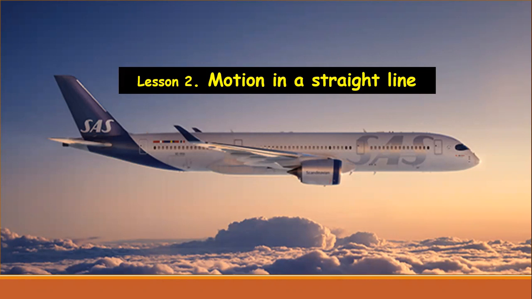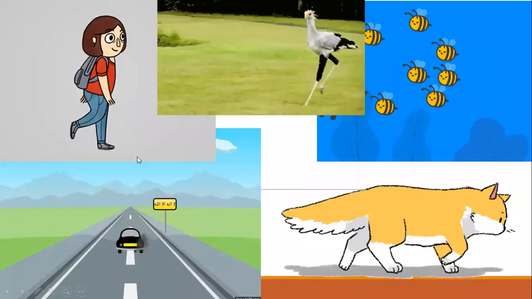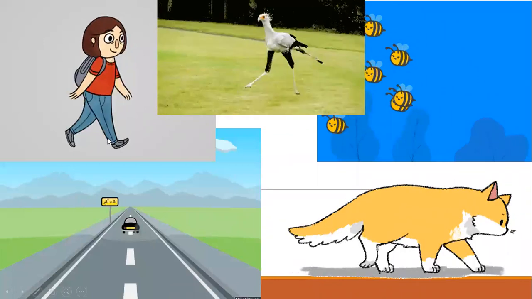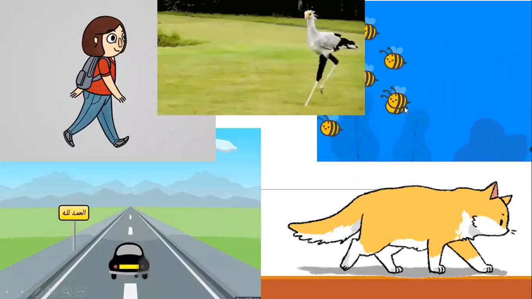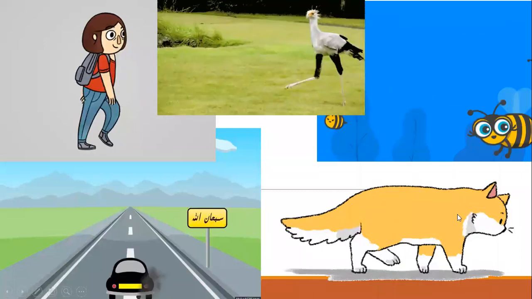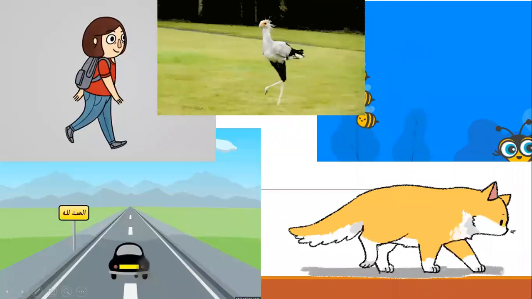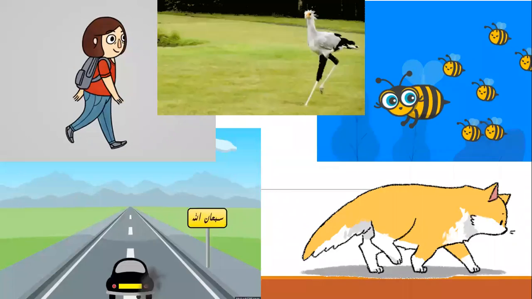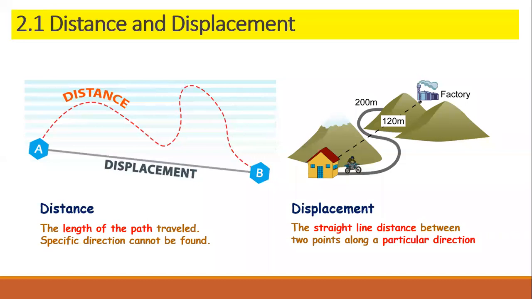Here in this part you can see a girl is walking with a particular speed, but slowly, and a bird is running very fast, and some bees are flying like this, and a car is going in a straight line, and a cat is walking. So there are different movements in our day-to-day life, and we are going to learn about those things in detail. In the first part of this lesson, we are going to learn about distance and displacement.